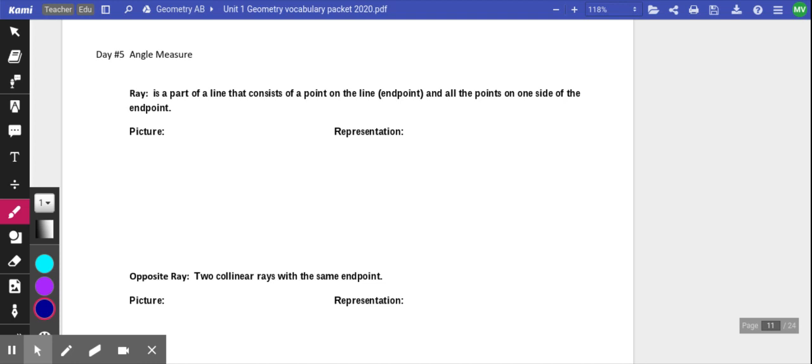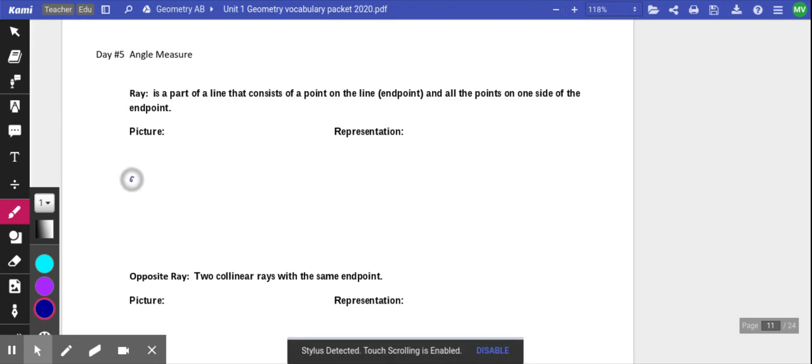Hello everyone. Today we are talking about day 5, angle measures. And to start, we need to define ray. A ray is a part of a line that consists of one endpoint on the line and the points on one side of the endpoint.